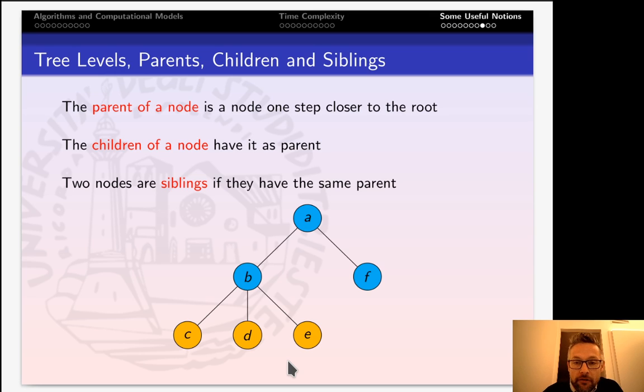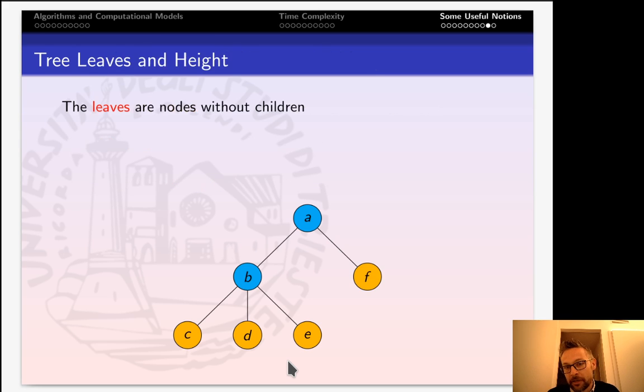Speaking about children of the node, two nodes are called siblings if they share the same parent. So, for instance, C, D, and E are siblings because they share the same parent, which is B. Okay? And by extension, of course, since we have parent, siblings, and so on, you can define the notion of aunt, you can define the notion of grandparent, and so on. Okay? So this is a matter of family, let's say.